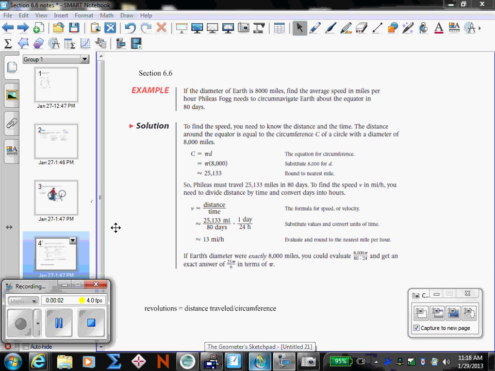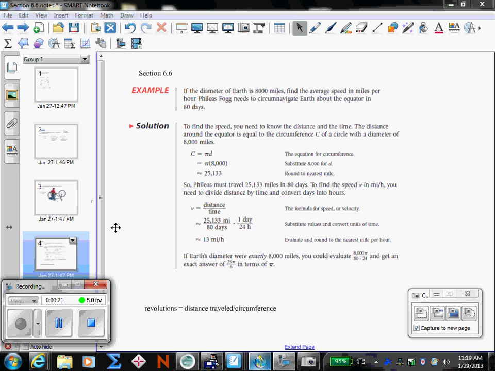Class, this is section 6.6, and we are going to start with an example. So go ahead and put me on pause and take a few minutes to read the problem and look at the solution.